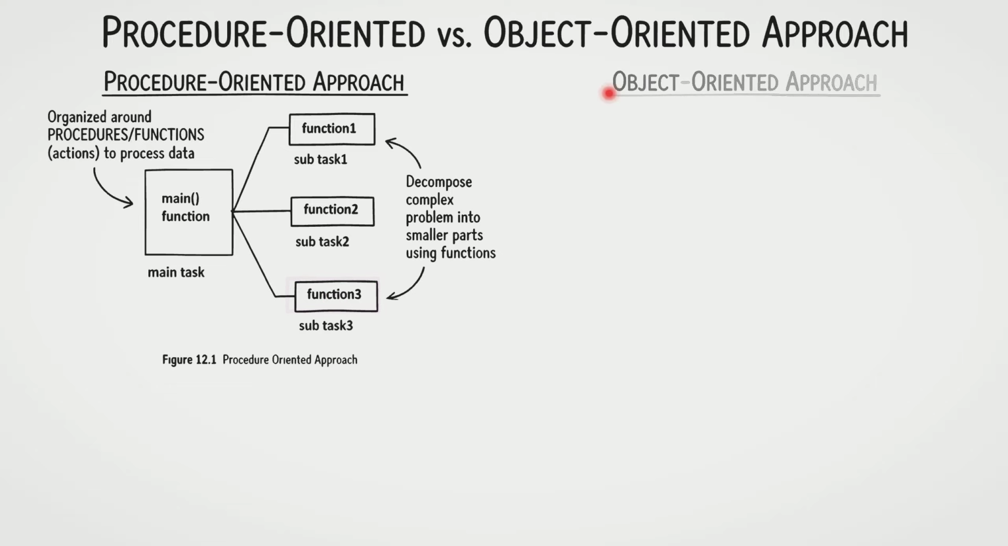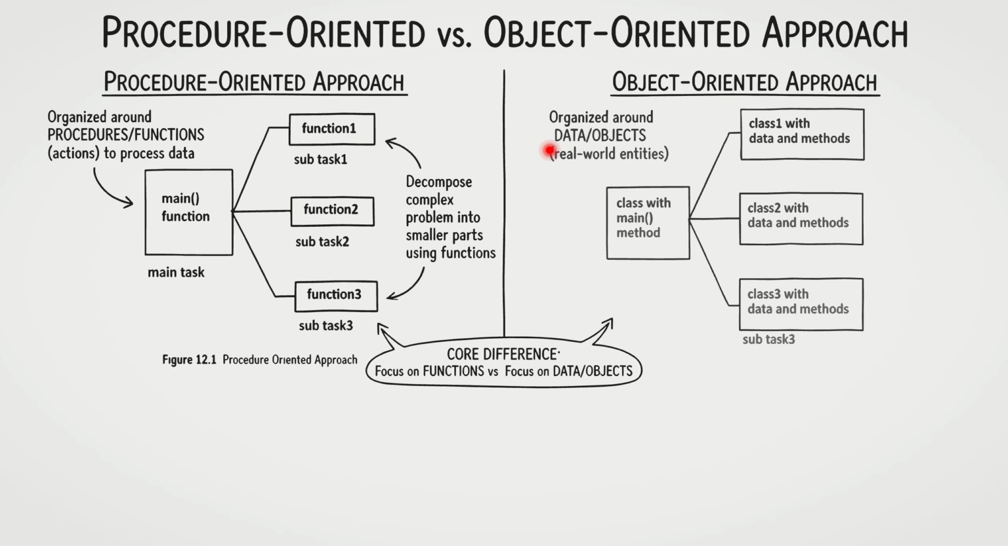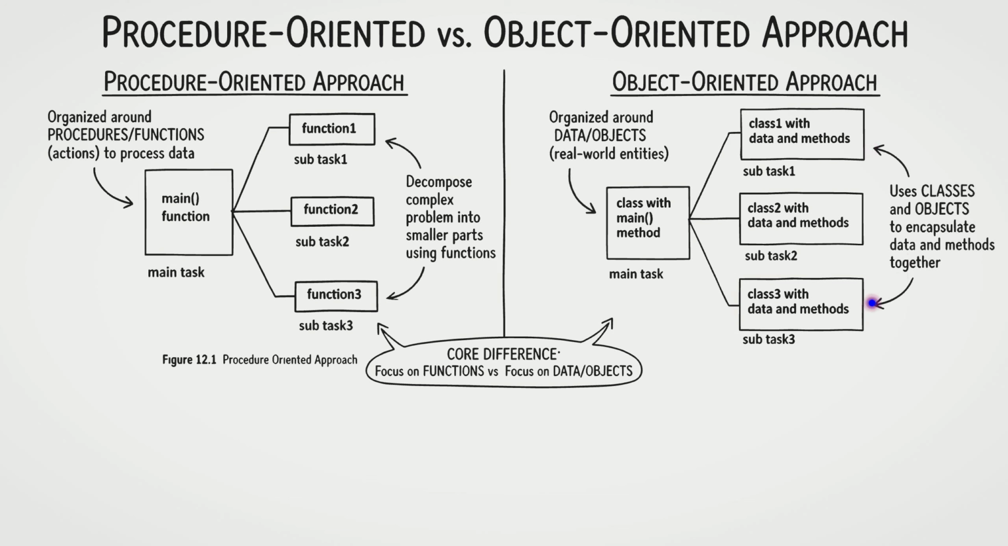Now let's contrast that with the object-oriented approach. Instead of a series of raw, disconnected functions, this system is structured around data or objects, modeling real-world entities. Notice how our main task here now branches out into organized classes. We have class 1, class 2, and class 3. What makes this special? Each of these classes encapsulates both the data and the methods used to manipulate that data together. This means that instead of a function existing in isolation, it belongs directly to the entity it is modifying.